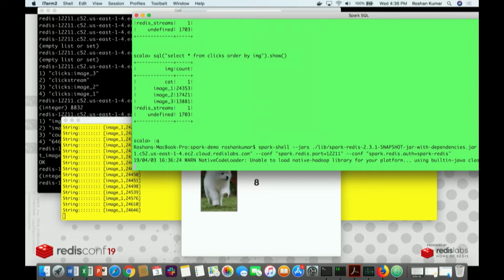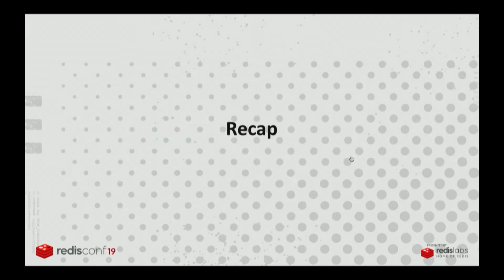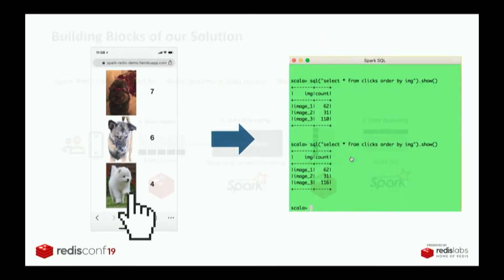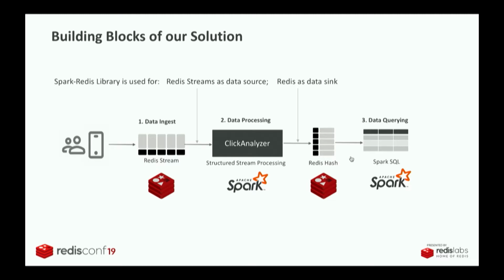Right. Okay, now I'm going back. All right, let's recap what we did. We did this demo, and the demo did not fail, so that's something to recap. It worked. And then we talked about these functional modules or these components. And also we talked about the Spark-Redis library as a data source for Redis streams and also as a data sink. We used the Spark-Redis library to make Redis a data sink from Spark.